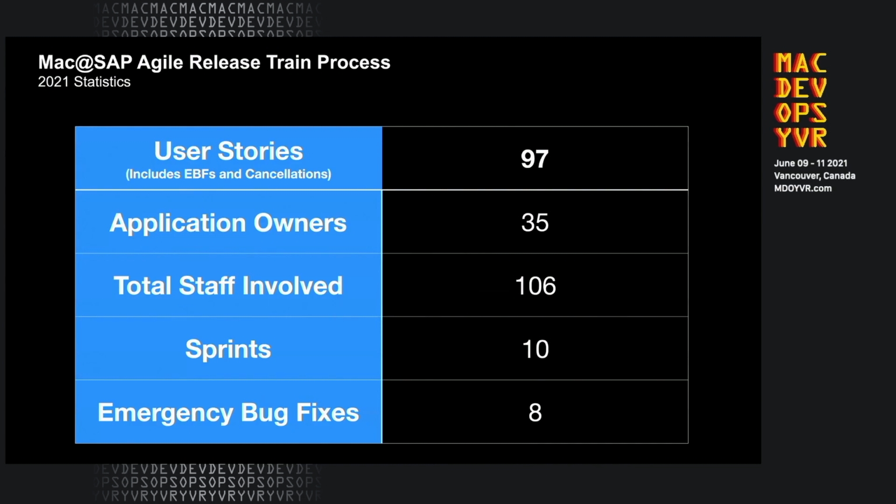As of June 2021, we have the following statistics for our user stories, those involved, and our sprints. So far this year: 97 user stories, and this includes our emergency bug fixes and also cancellations. We have 35 app owners. Total staff involved is 106 folks scattered around the company. We've had 10 sprints, and we've had 8 emergency bug fixes.